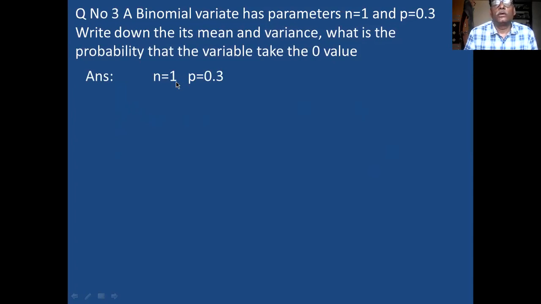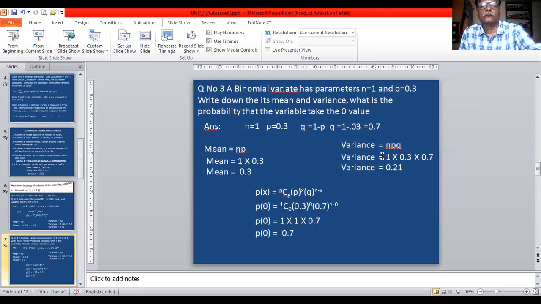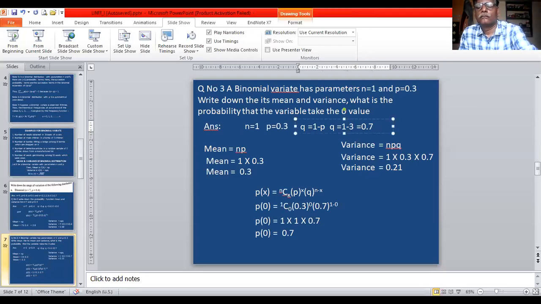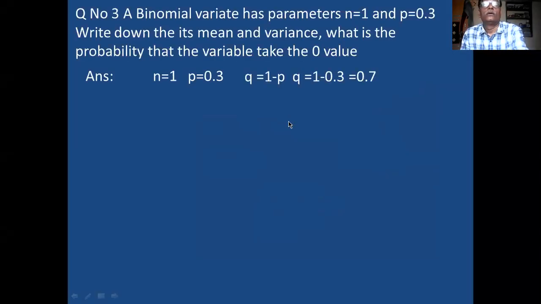Answer: n is 1, p is 0.3. Then q is equal to 1 minus p, 1 minus 0.3, so q is equal to 0.7. Always calculate q. Q is equal to 1 minus p. Write the equation and ascertain the q value.